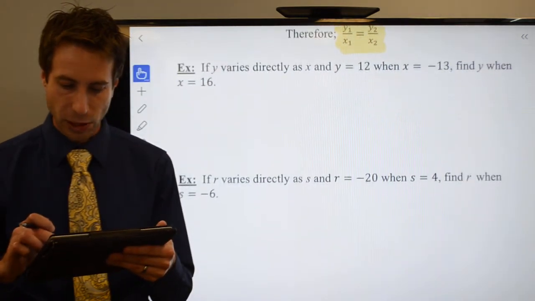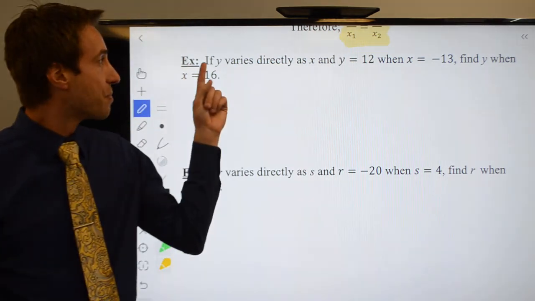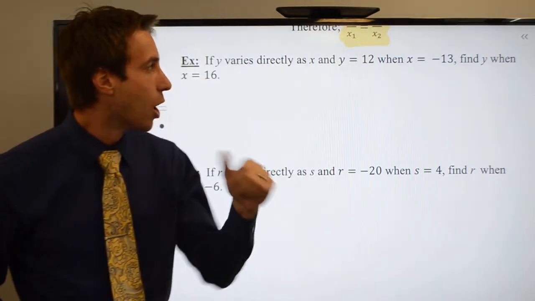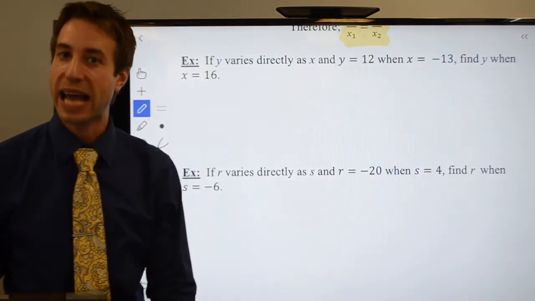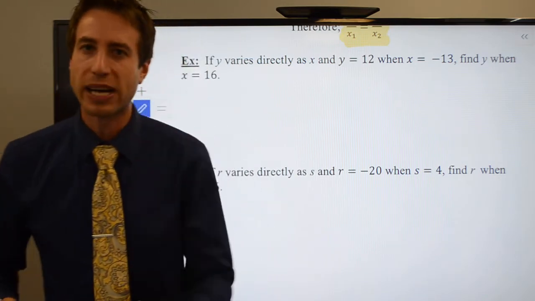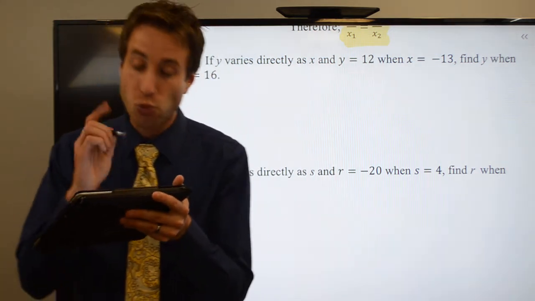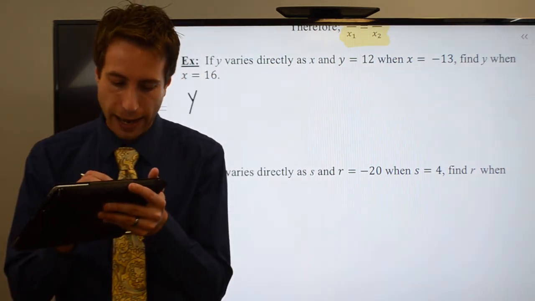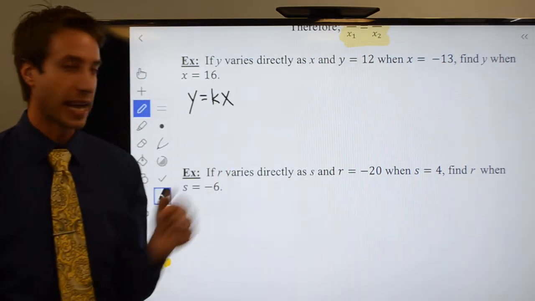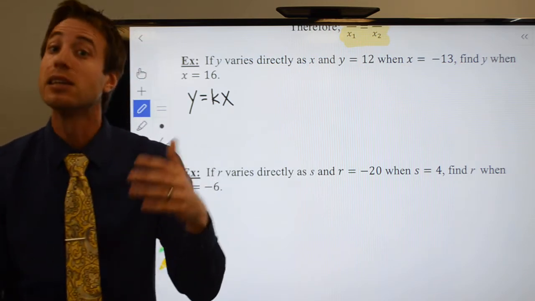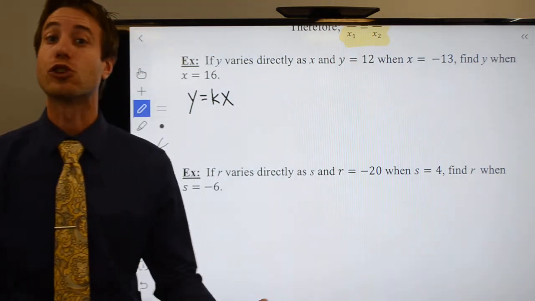So here we go. Let me slide up a little bit. Here's the first problem that we're going to work on. And here's what it says. If y varies directly as x, y is equal to 12 when x is negative 13. Find y when x is 16. All right, I know it's direct variation, so that means that y varies directly as x. So I will write my direct variation equation. Y is equal to k times x. That's my direct variation equation. Y equals kx.